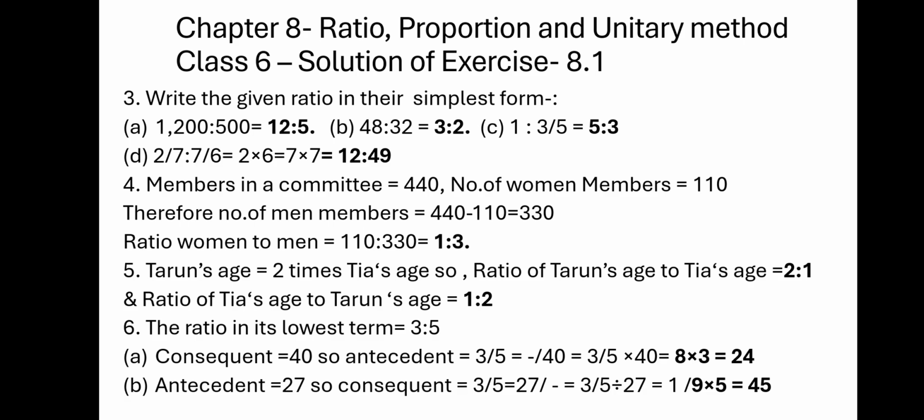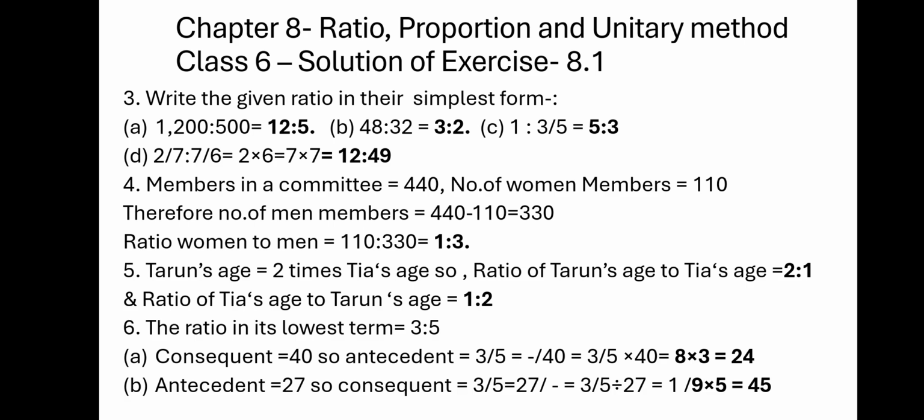2 upon 7 is to 7 upon 6. Now here again we have to multiply the antecedent by consequent, that is 2 into 6, and here consequent by antecedent, that is 7 into 7, 49. So 12 is to 49 is the simplest form. We cannot do anything further because both are co-prime numbers.